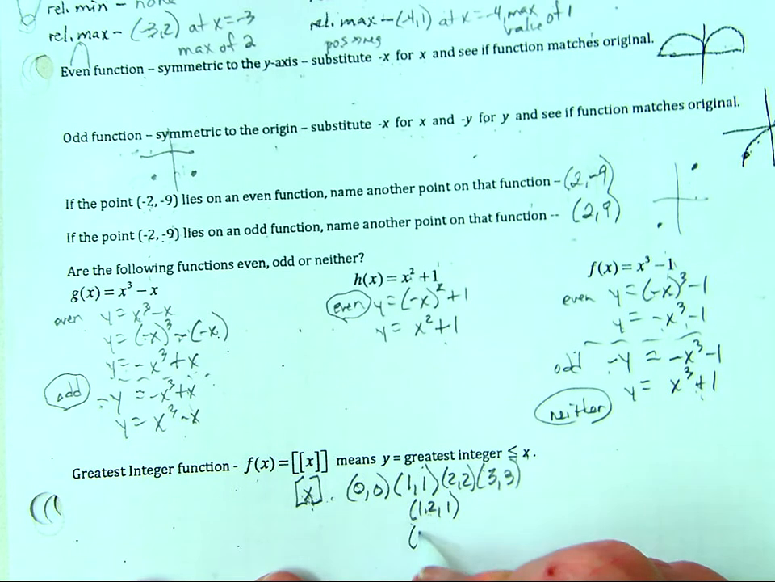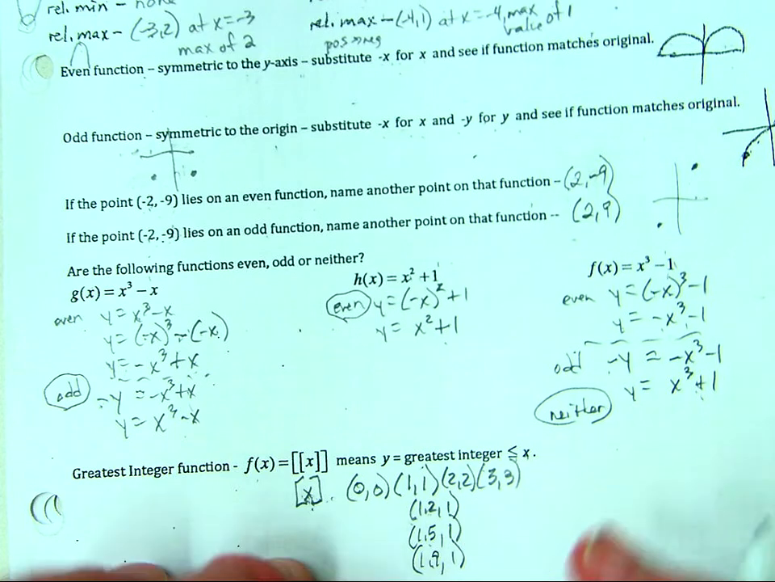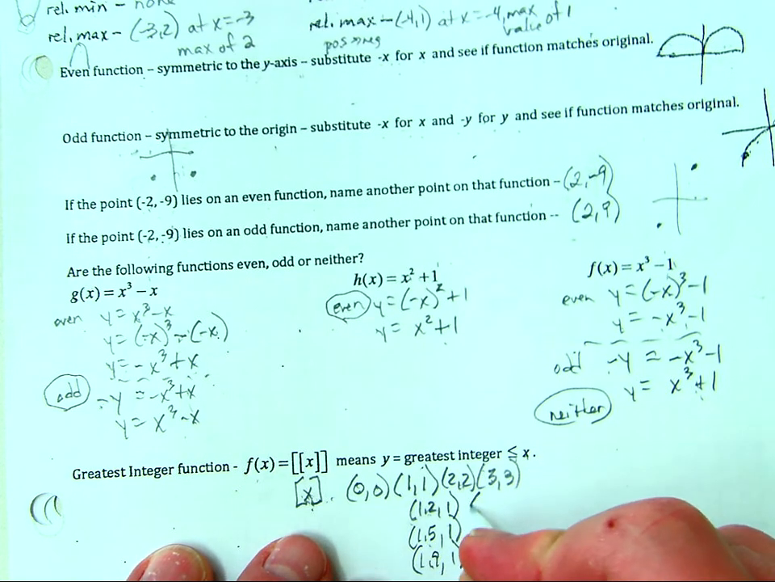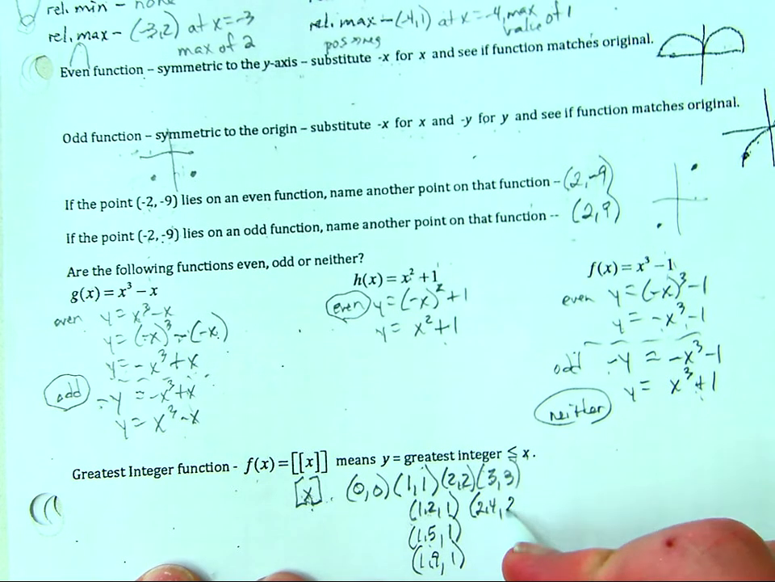How about 1.5? The greatest integer less than or equal to 1.5 is still 1. How about 1.9? The greatest integer less than or equal to 1.9 is also 1. The y value will always be an integer, or something between 2 and 3, like 2.4. The greatest integer less than or equal to 2.4 is 2. How about 2.7? The greatest integer less than or equal to 2.7 is 2.